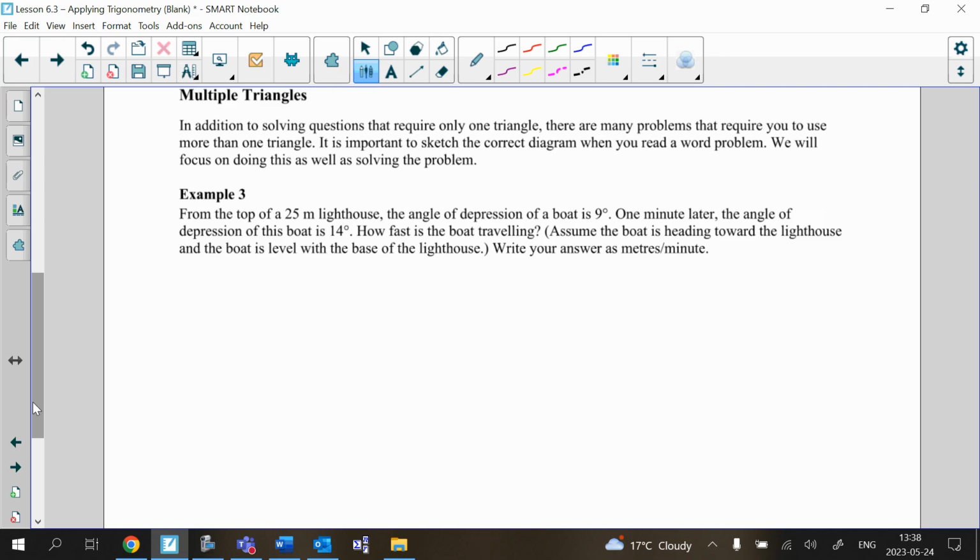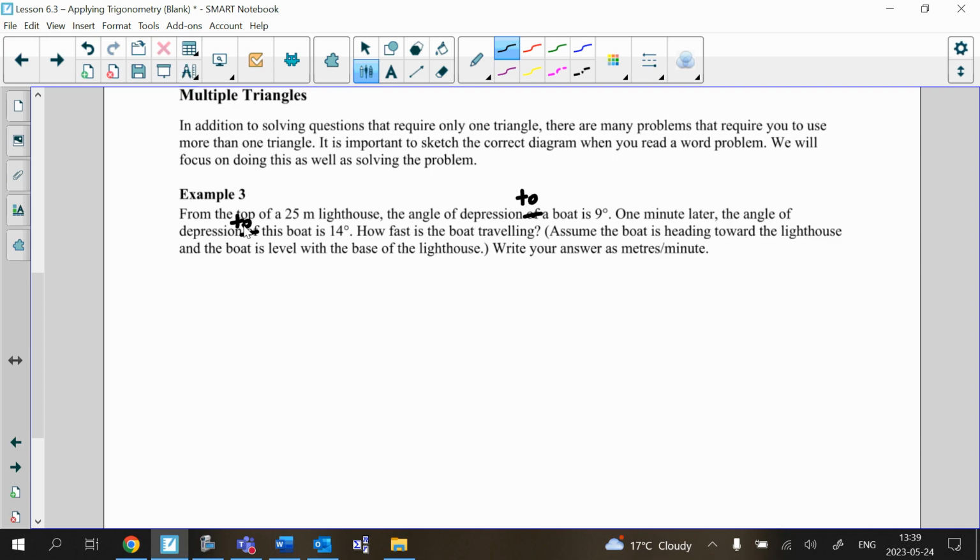From the top of a 25-meter lighthouse, the angle of depression, actually this should say to a boat, not of a boat, to a boat is 9 degrees. One minute later, the angle of depression to this boat is 14 degrees. How fast is the boat traveling? Assume that the boat is traveling towards the lighthouse.